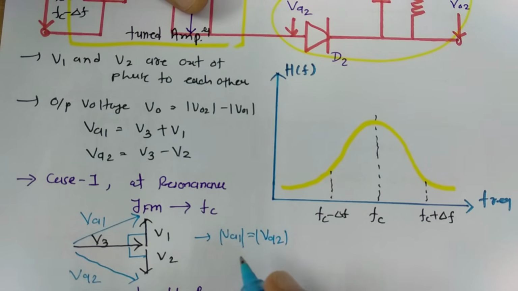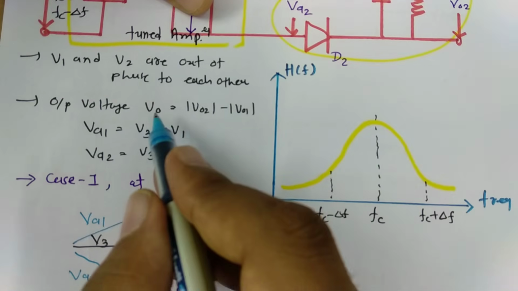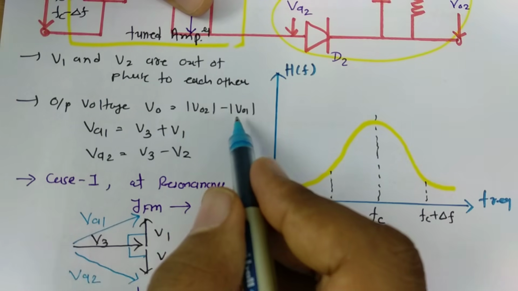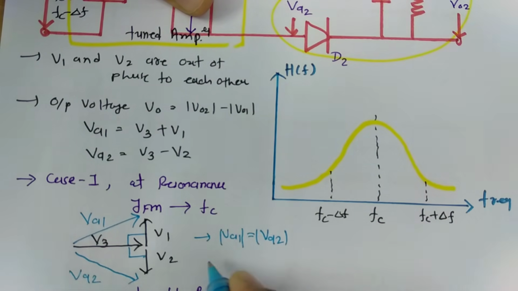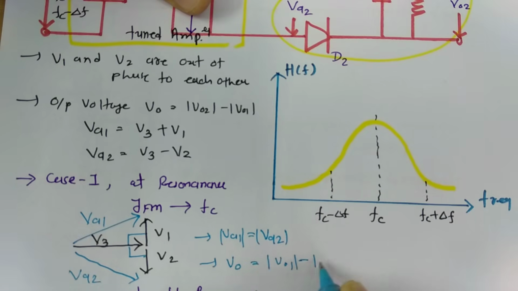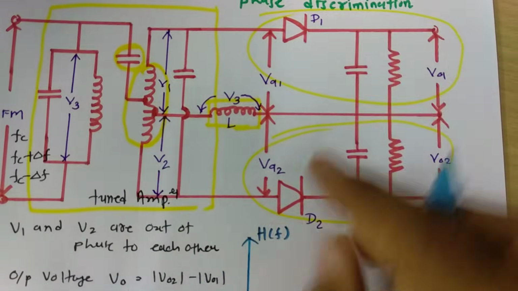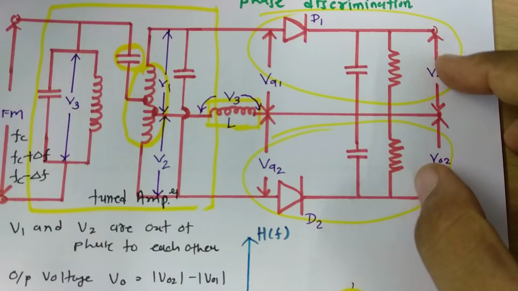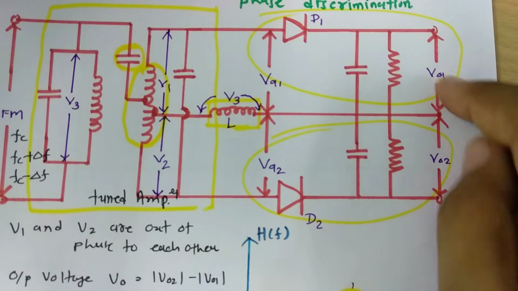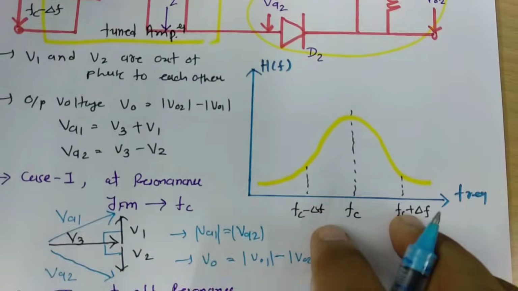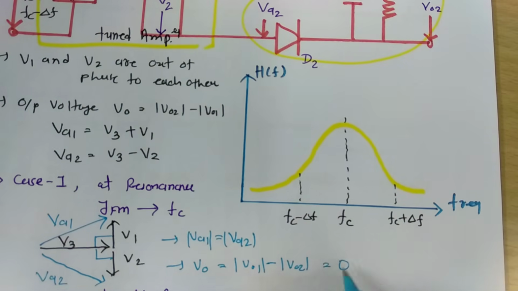So as VA1 equals VA2, our output voltage is the difference of V02 minus V01. What will happen is, as both voltages are the same over here, this output, V02 minus V01, will get to 0. So our output will be 0 in this case.